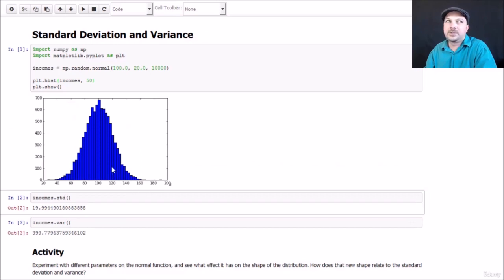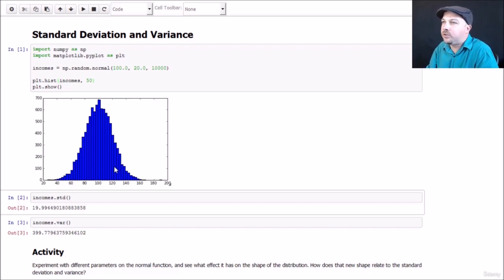And there you have it. So we have 10,000 data points centered around 100, as you can see here. So with a normal distribution with a standard deviation of 20. So that's a measure of the spread of this data. And sure enough, you can see that the most common occurrence is around 100. And as we get further and further from that, things become less and less likely.